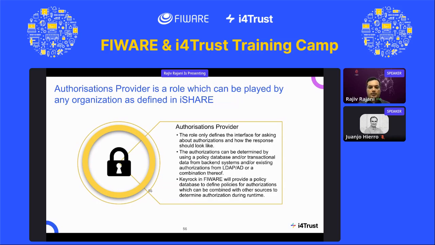There are APIs defined so that every data provider can query them to check if a certain consumer has access to certain data. It is the authorization provider's role to determine, based on various data sources, or as defined in the business process of the data owner, which elements to use to determine the authorization of that data consumer at that time, and provide an answer to the data provider whether this consumer has access to that data or not.